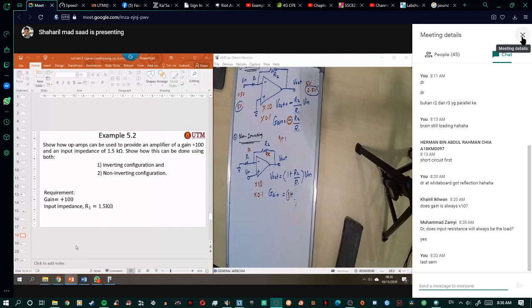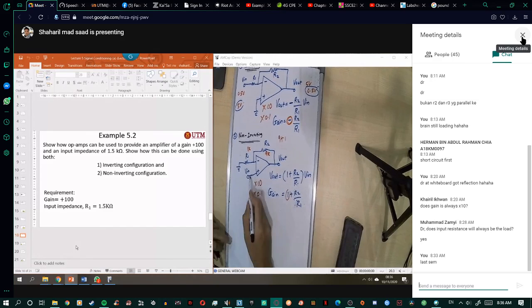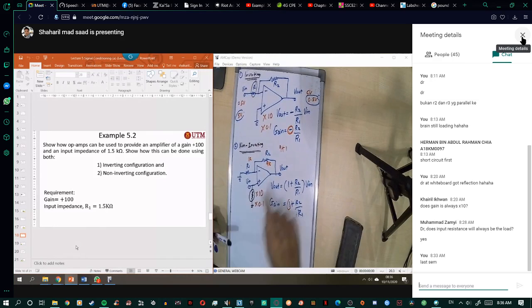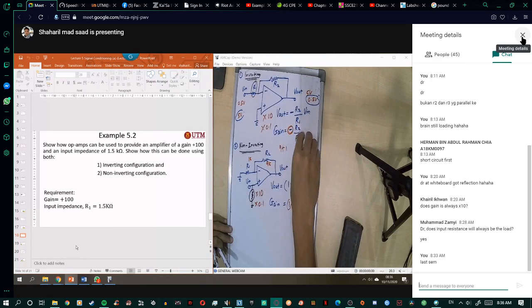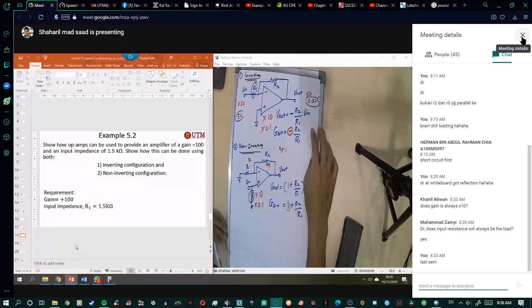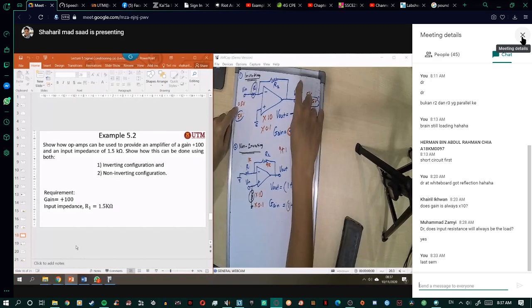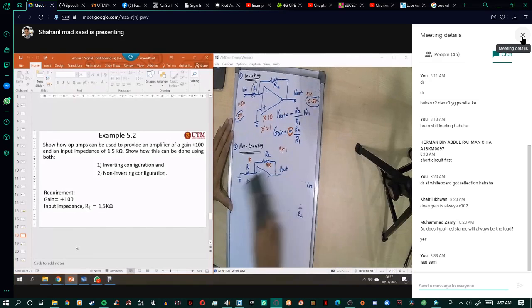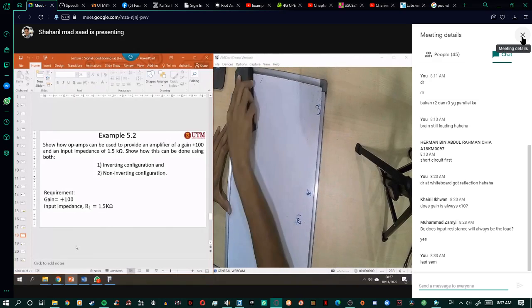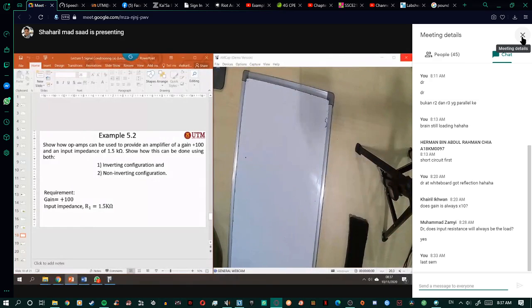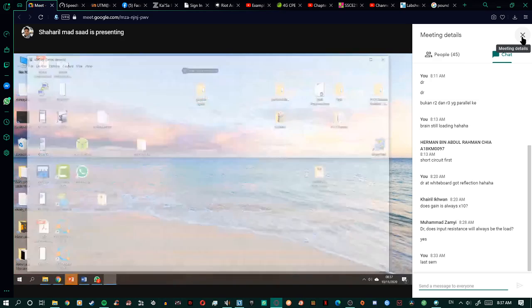Alright, before that, if you have the resistance like here, this one we call the input impedance. And for the inverting, this one we call the input impedance. Okay. And to make the output positive, because the input is positive and you want the output to be positive, you need another inverting amplifier. We will look into that. Okay. Alright. Okay. Example 5.2.